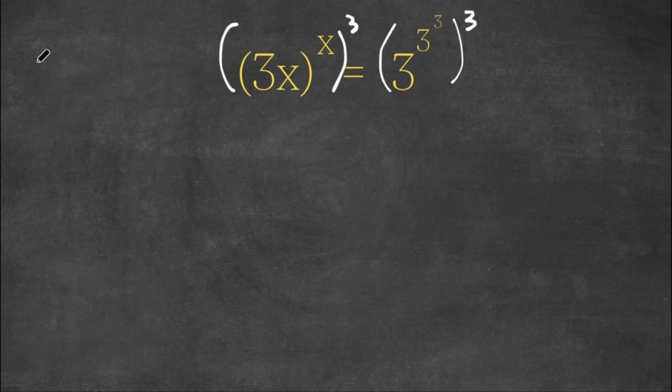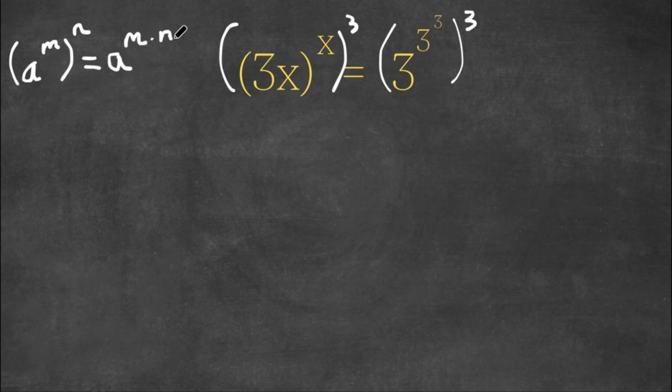And if we have something in the form a to the power of m to the power of n, this is equal to a to the power of m times n. So 3x to the power of x to the power of 3 is equal to 3x to the power of x times 3, which is simply just 3x.